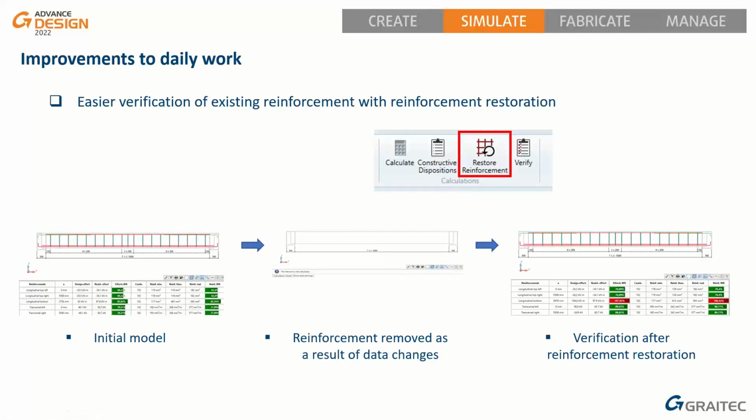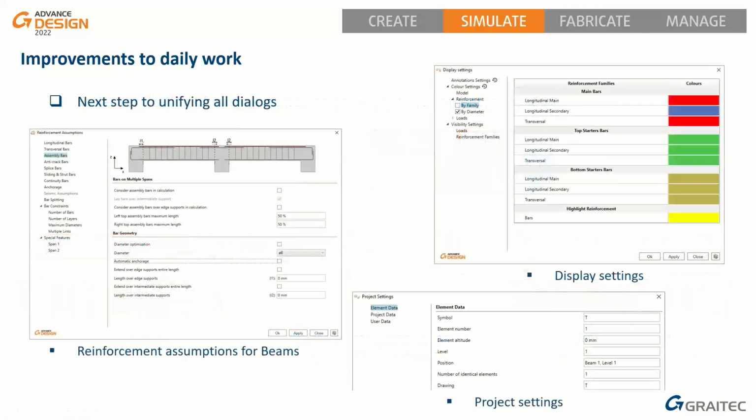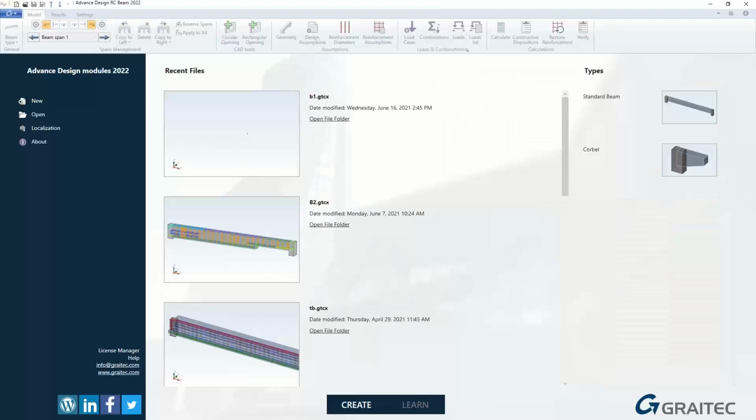So only one slide is left related to the improvements to daily work. The last thing related to this is that, with that version, multiple windows in all modules have been modified to maintain uniform appearance, size, layout, and data input. Improvements include many dialogs, such as beam reinforcement settings, display settings, report settings, and so on. So how does it work in reality?